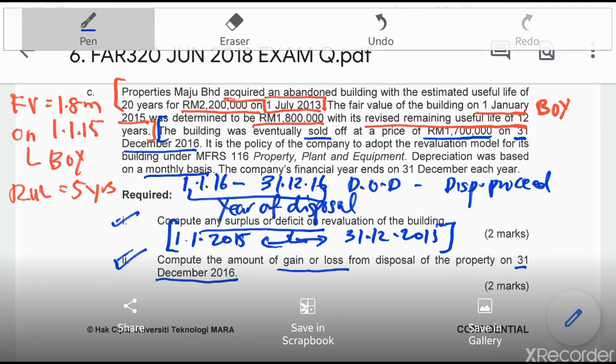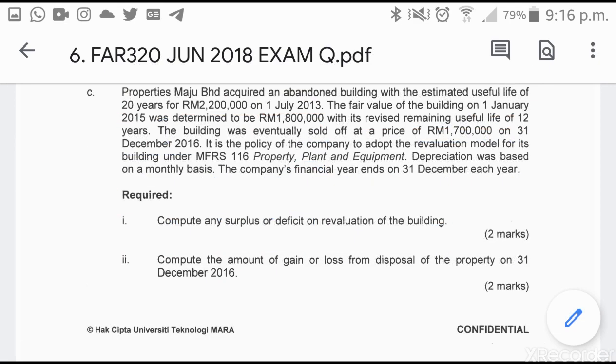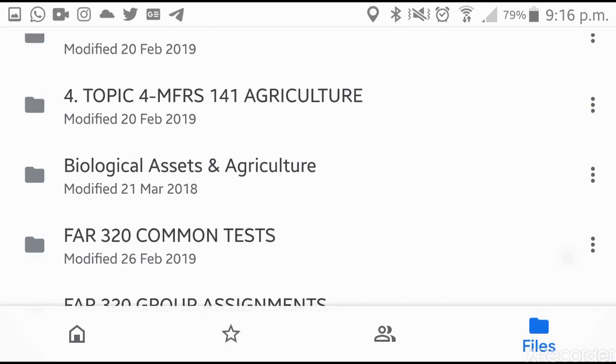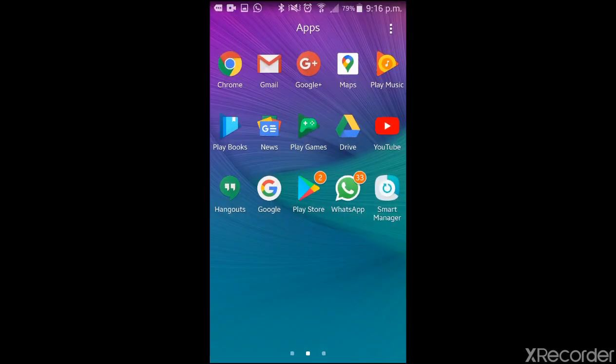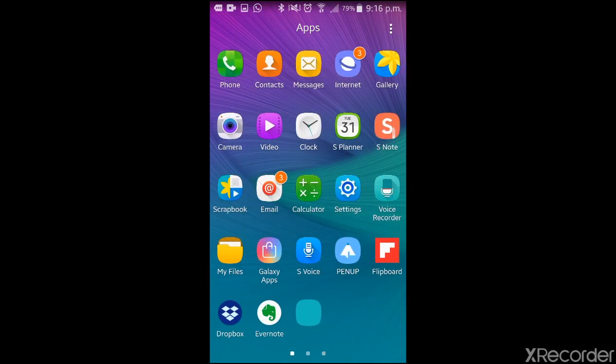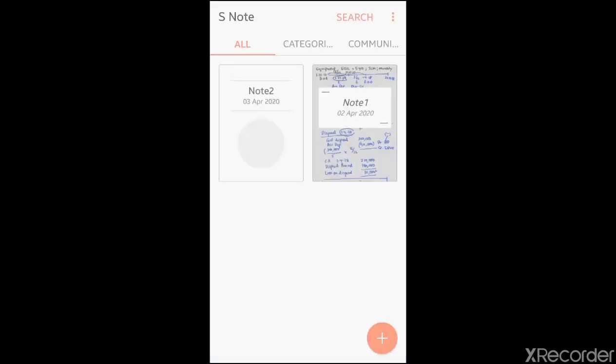So that is what is in the question. Let's look at how we work out the answer. I'm going to use my S note to show you how we work out the answer.